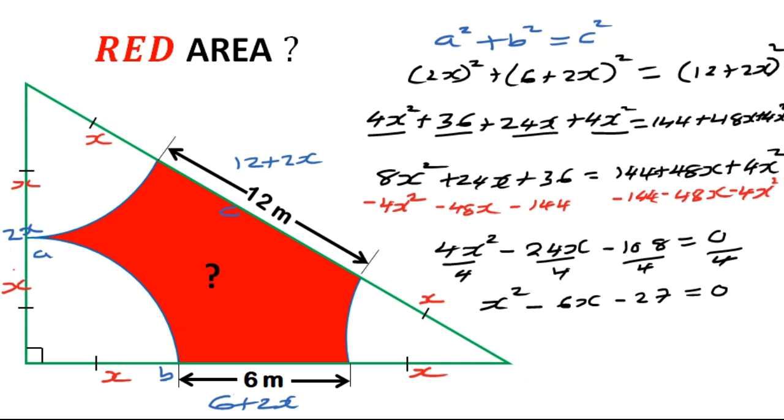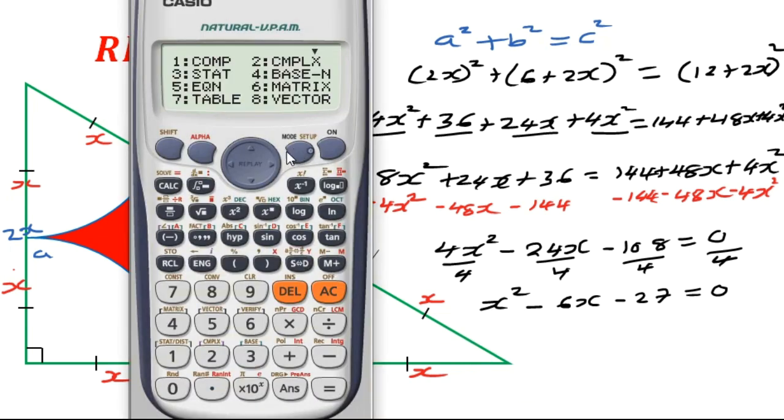So what is the value of x? So there x will be, I go to equation number 5, then quadratic is number 3. So we have a, the coefficient of x squared is 1, then we go to b, the coefficient of x is negative 6, then you go to c, the constant term is negative 27.